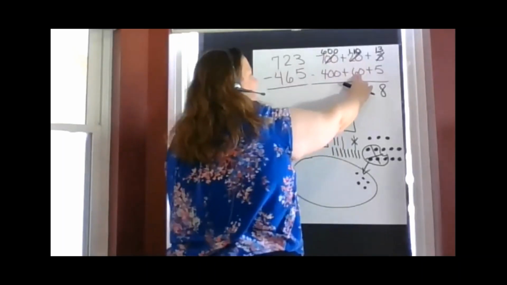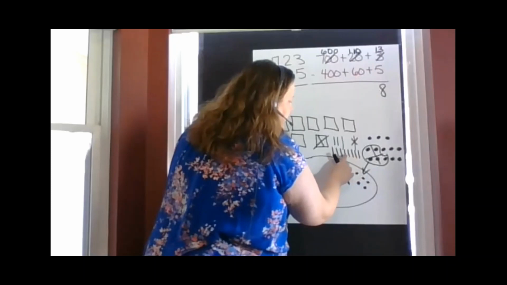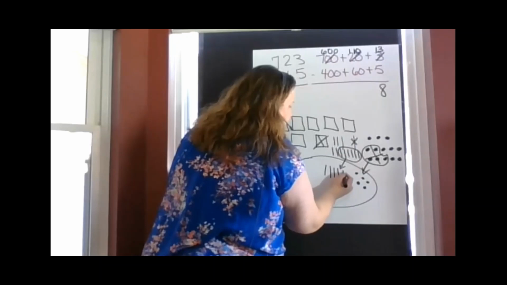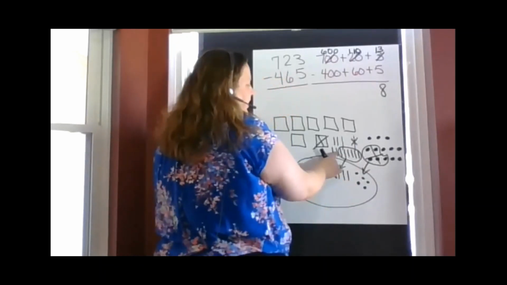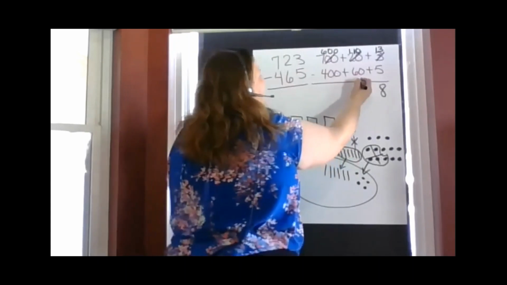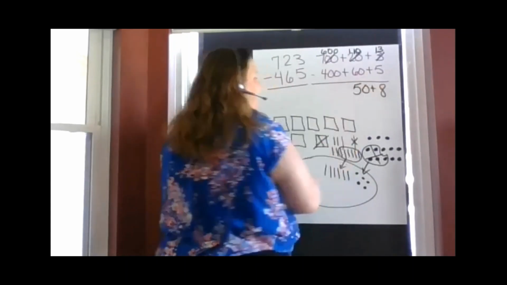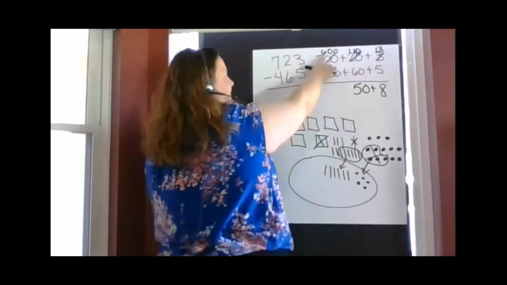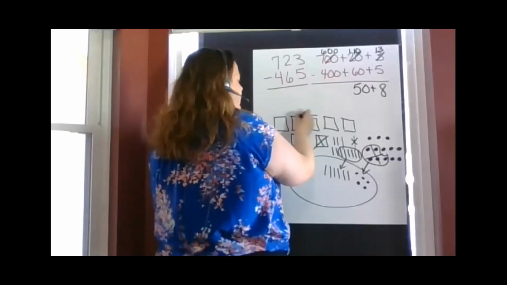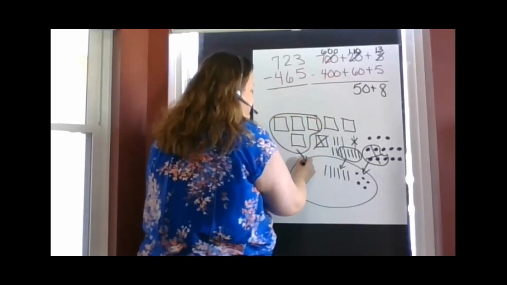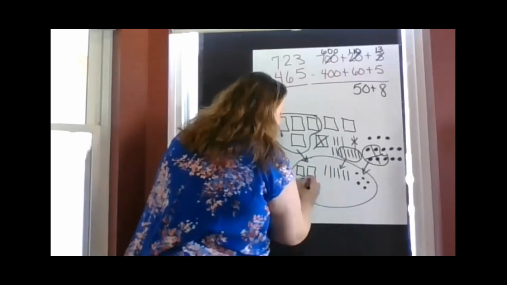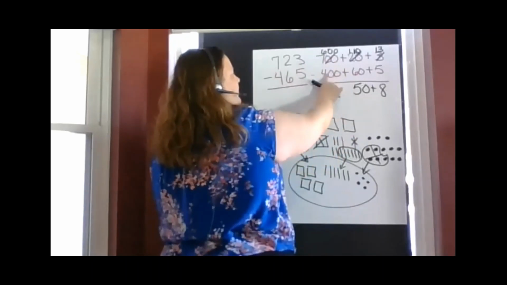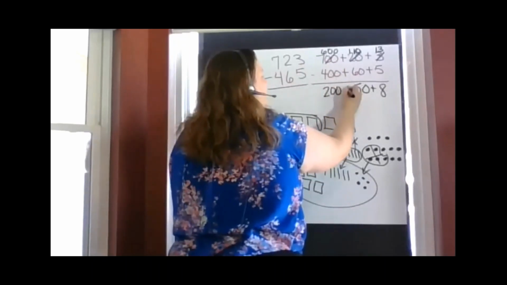So if I'm moving out 60, so 1, 2, 3, 4, 5, 6 of my base 10 tens, I'm left with 1, 2, 3, 4, 5. 5 tens is 50. And now I have 6 of my hundreds blocks left. I have 600. I need to take away 400. So I'm going to take away these 4. And so when I did that, I have 200 blocks left. 600 minus 400 is 200.